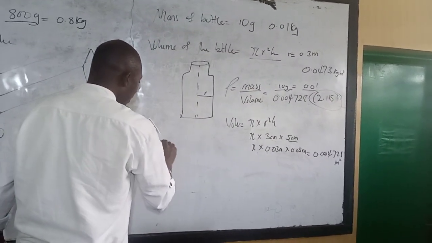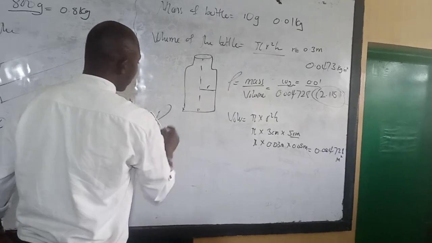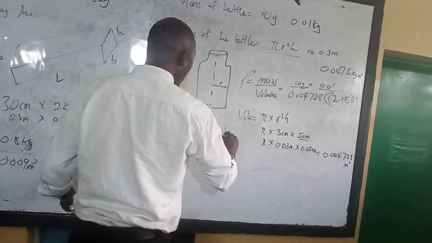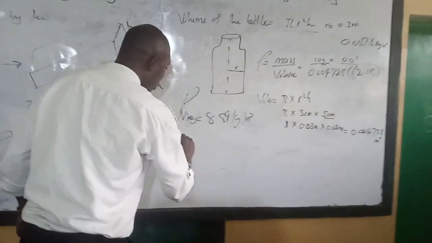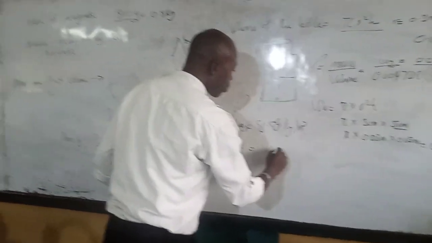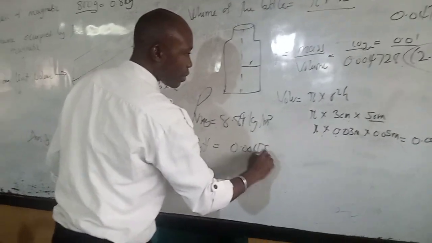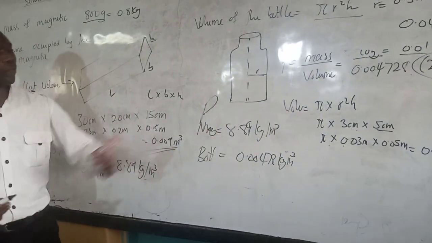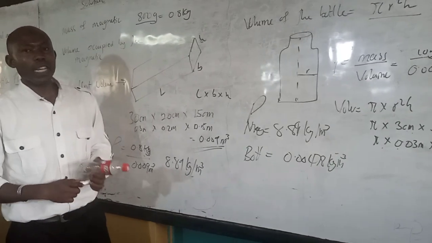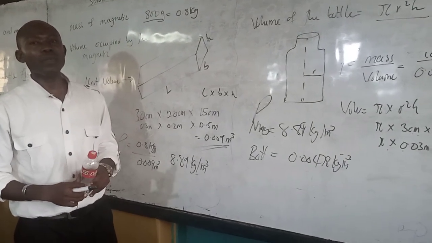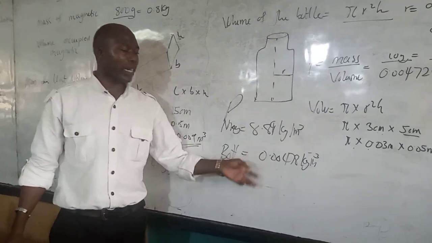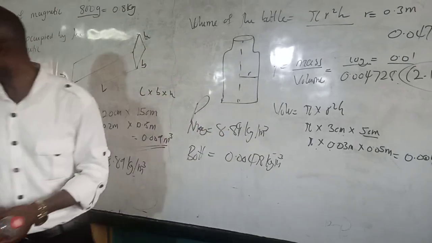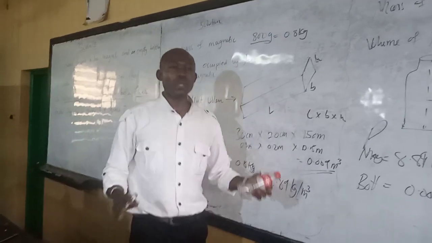Now, the density of the magnet is 8.8 kilogram per cubic meter, and the density of the bottle is gotten as what? 0.0478 kilogram per cubic meter. Now, in a nutshell, there are differences here. We know that the lighter object floats and the heavier object sinks. The respective density check shows that this is higher than this. So it confirms the point that the magnet is likely to sink whilst the bottle is likely to float.